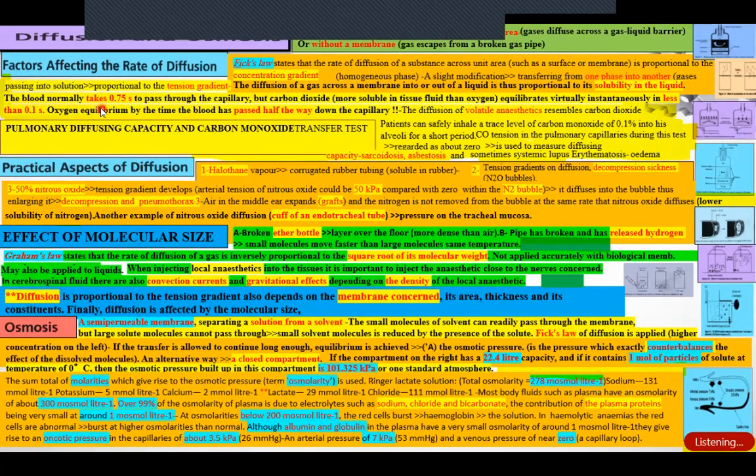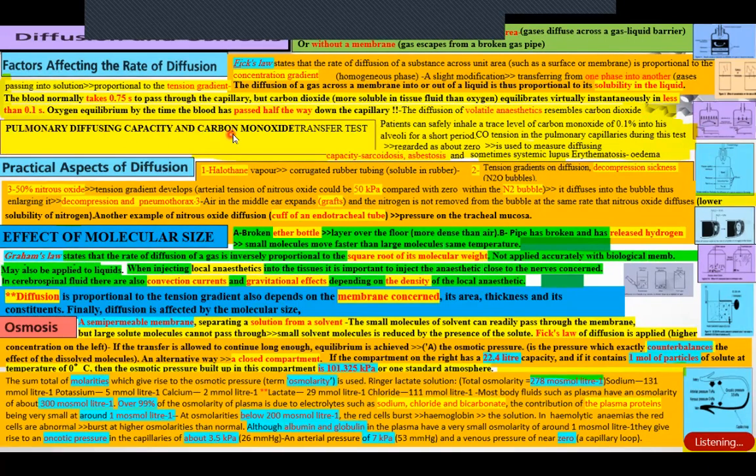The blood normally takes around 0.75 seconds to pass across the alveoli. During the first 0.1 second, there is a complete equilibrium regarding carbon dioxide, but it takes around half of that time for oxygen to be equilibrated with that in the blood, because the combination with hemoglobin takes a longer time. The diffusion of volatile anesthetics is considered as carbon dioxide.